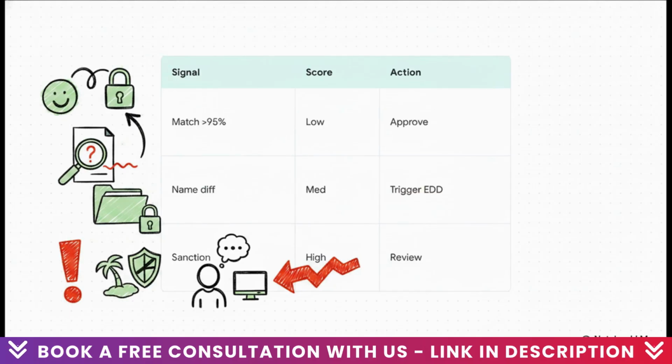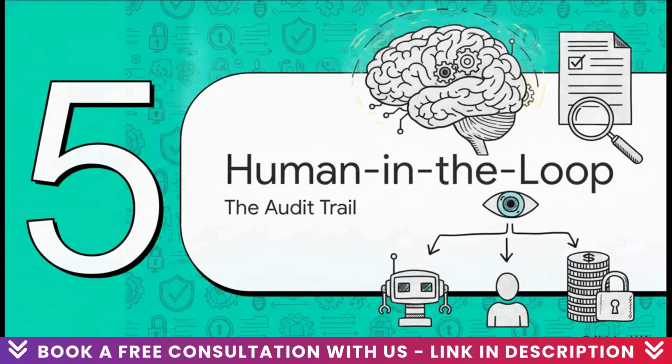But what if there's a minor discrepancy, like a slight misspelling on the utility bill? That triggers a medium risk enhanced due diligence or EDD checklist. Now, if there's a sanctions hit or say a sketchy transfer from the Cayman Islands, high risk, full stop. The system instantly escalates that case to a human. And that escalation brings us directly to Section 5, Human in the Loop Review, the audit trail.